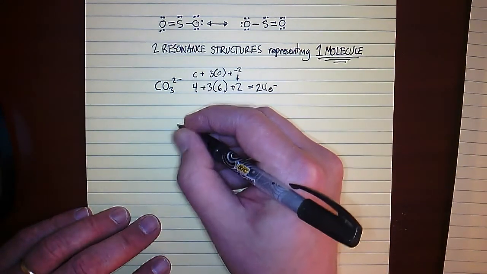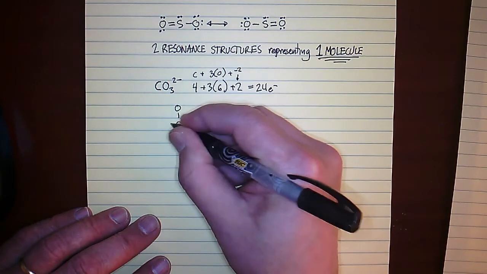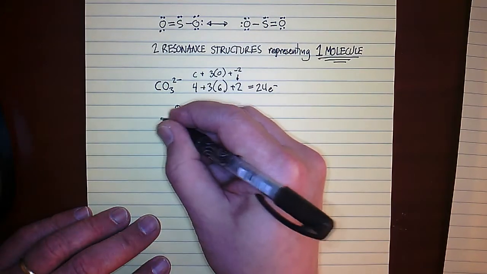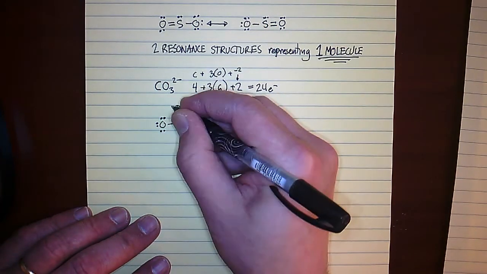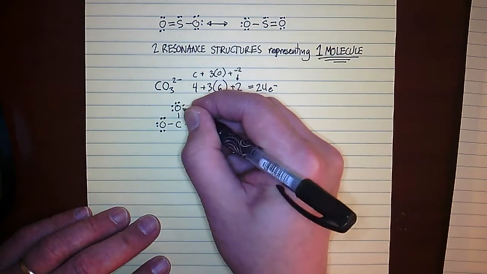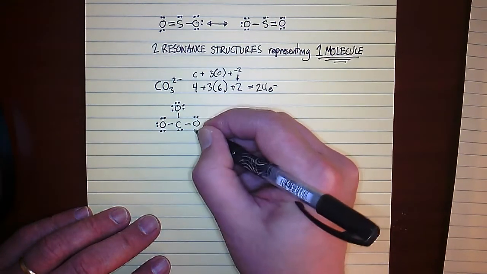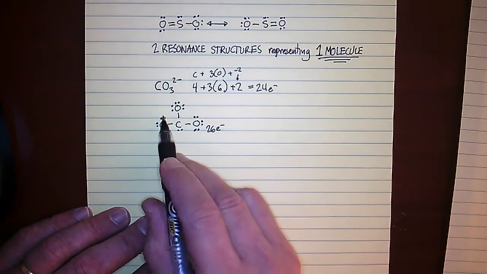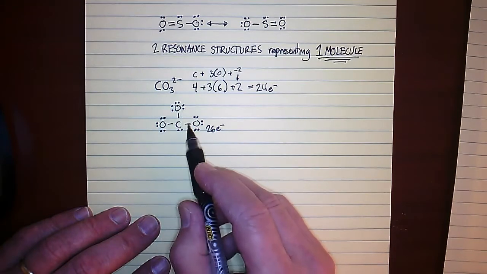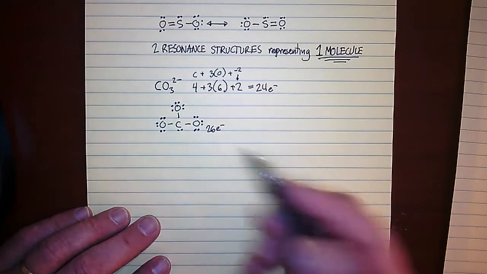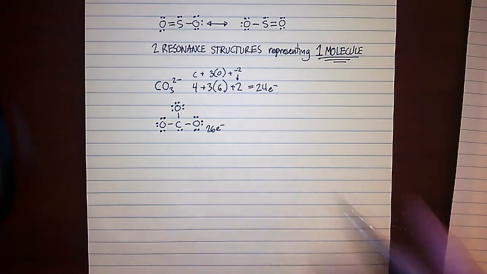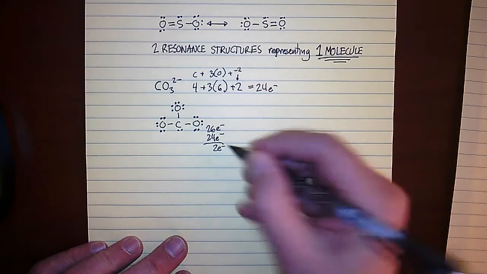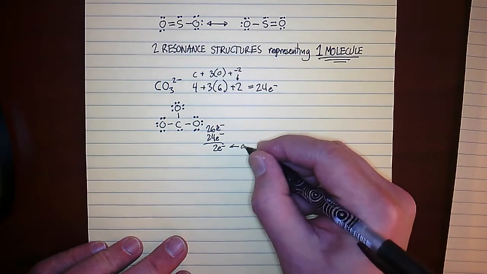If we draw our skeleton, we have carbon in the middle, oxygens on the outside, oxygen on the outside, oxygen on the outside. Okay, and we fill in the dots. Right? And we have drawn 26 electrons. 2, 4, 6, 8, 10, 12, 14, 16, 18, 20, 22, 24, 26. 26 electrons. All right. Well, we know that we need one extra bond. Okay. Because 26 minus 24, we need one extra bond.